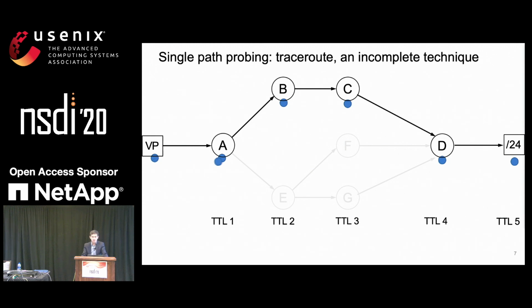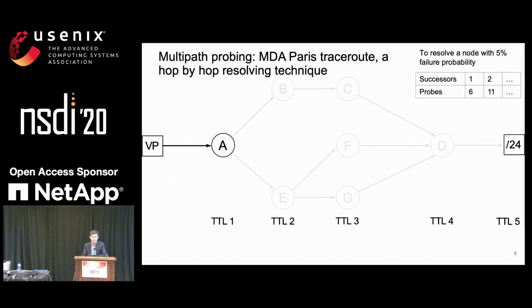Then if you probe another destination in the /24, because A is a per destination load balancer, eventually you will discover another path. But the thing is that you have no statistical guarantees that you have discovered all of them. So if you want statistical guarantees, you have to use the second technique, which is the multipath technique. It's a hop-by-hop technique that progressively achieves statistical guarantees for every node discovered. So let's see how it proceeds.